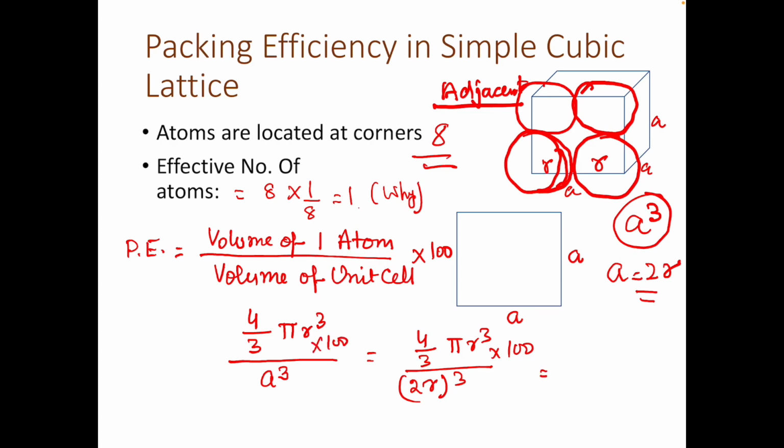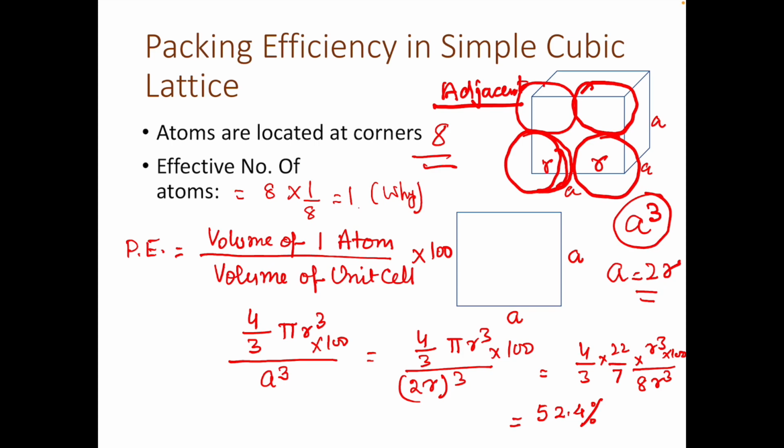This will be equal to 4 by 3 into 22 by 7, the value of pi being 22 by 7, into r cube divided by 8r cube, into 100. If we calculate it further, it will come out to be 52.4%. So this is the packing efficiency in a simple cubic lattice.